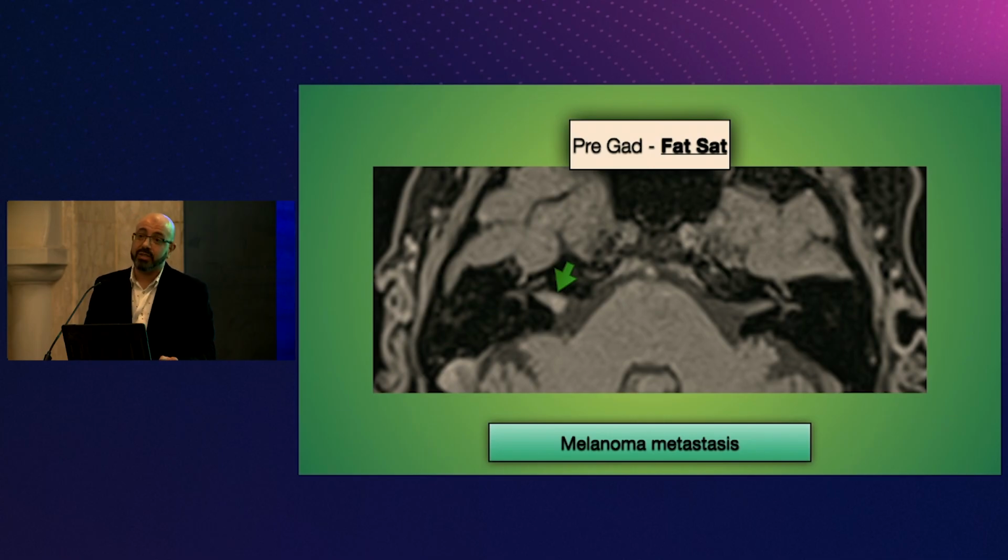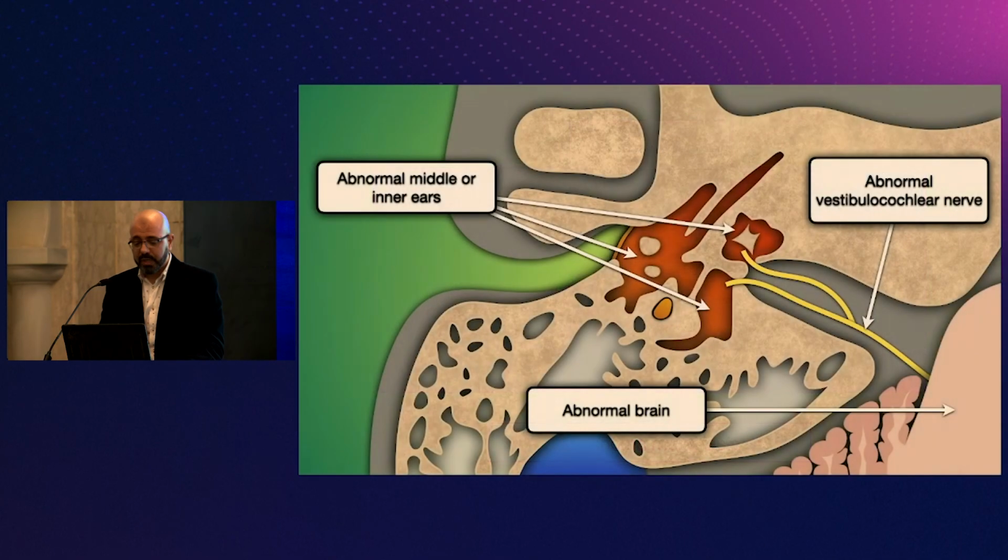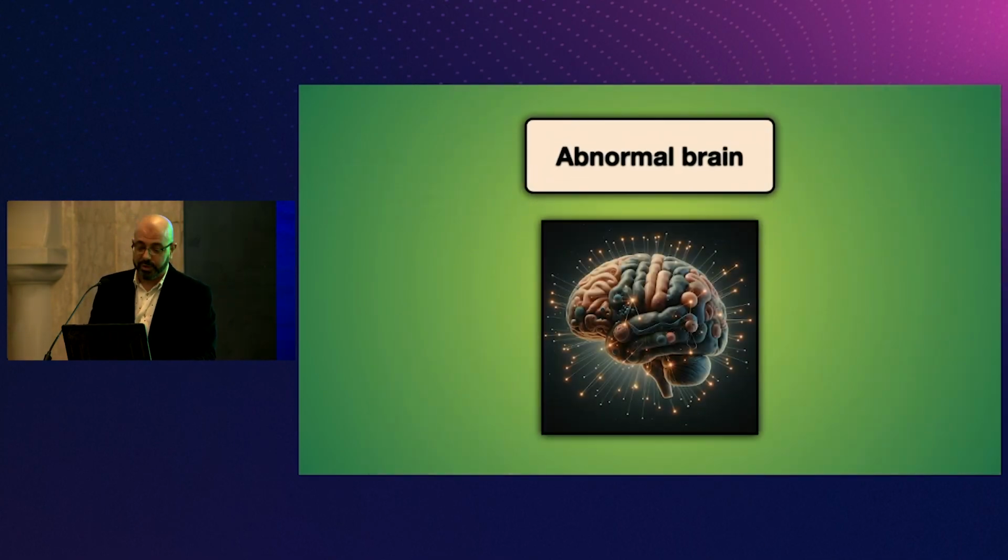What's more common is actually metastatic melanoma. These are common tumors in the UK. I'm not sure whether or not they are common here. But see how important it is to go back to the pre-contrast, because you may overcall or undercall the true pathology. The next cause of non-pulsatile tinnitus is an abnormality in the brain parenchyma itself.